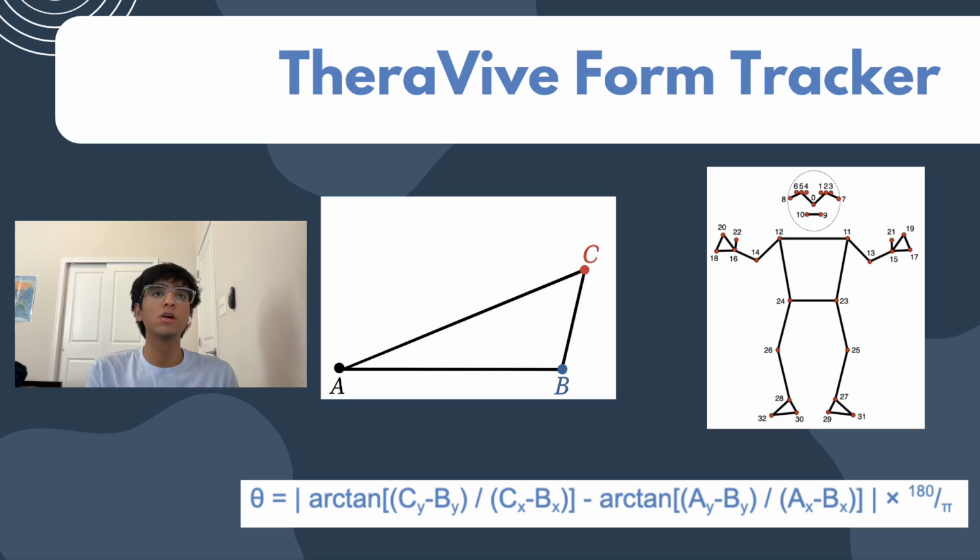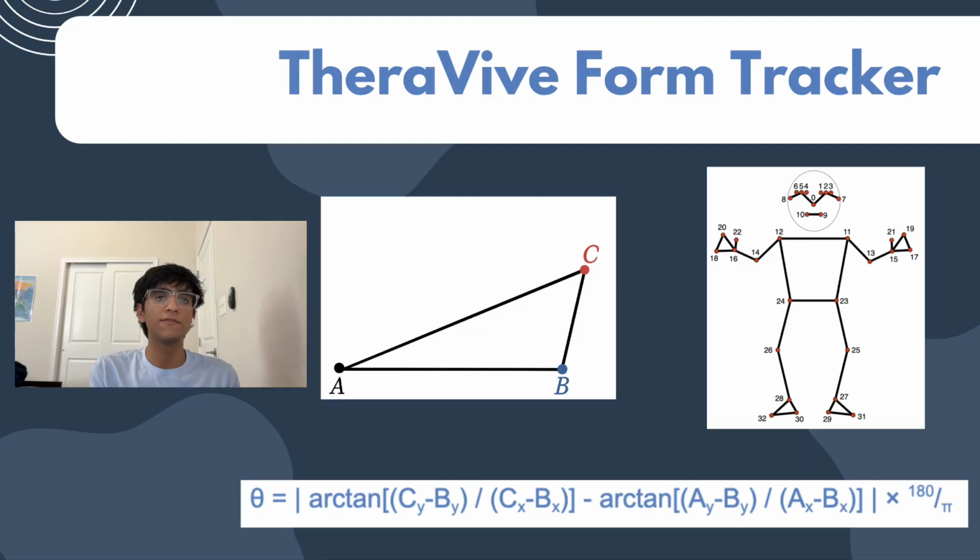Hi, my name is Kavin, and I'll explain our AI form tracker. In our pose detection model, we used feature extraction from MediaPipe to obtain the X and Y coordinates of 17 key body points, such as shoulders, elbows, knees, ankles, and more. Using these points, we plug them into the formula to calculate the angle of the joints.